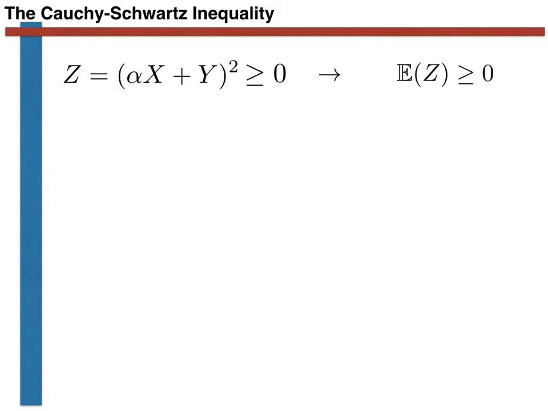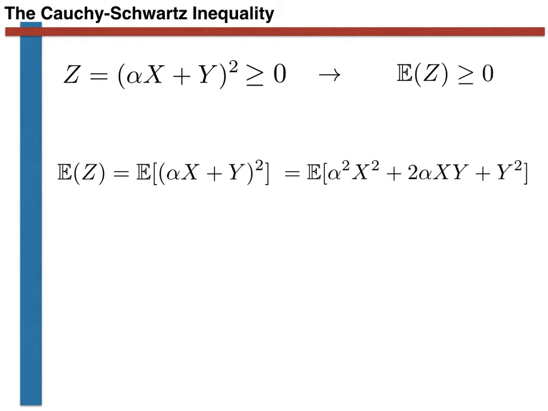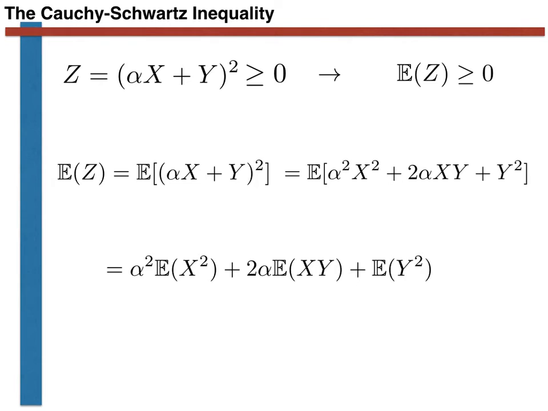We can write the expectation of Z as shown here. If we expand the brackets here, we get the result shown on the right. Furthermore, remembering that expectation is a linear operator allows us to rewrite this expectation of a sum as a sum of three expectations, as shown here. Remember, though, that the expectation of Z must be positive, and that as such the quadratic equation in alpha that we have just arrived at must be greater than 0.